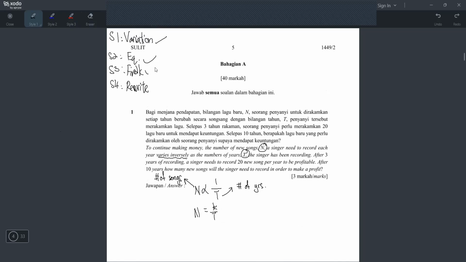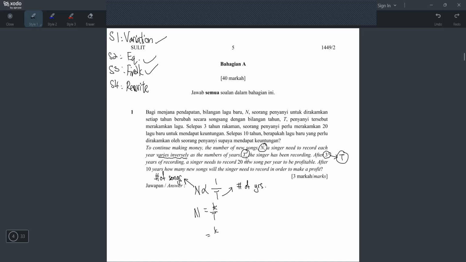And the next step is to find K. But how to find K? You need to have complete information. What do I mean by complete information? It means you have to have both N and T. You cannot have just one. I remember they mentioned just now, after 3 years. So is this T or N? This is T, right? Because T represents the number of years. So 3 years means T is 3.